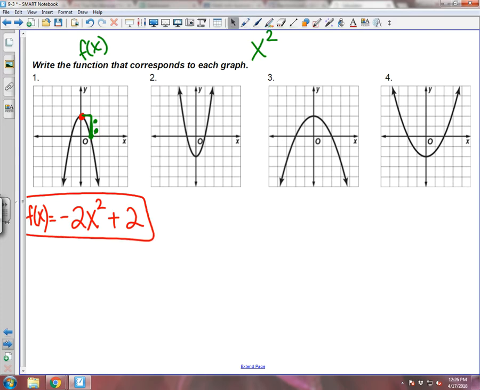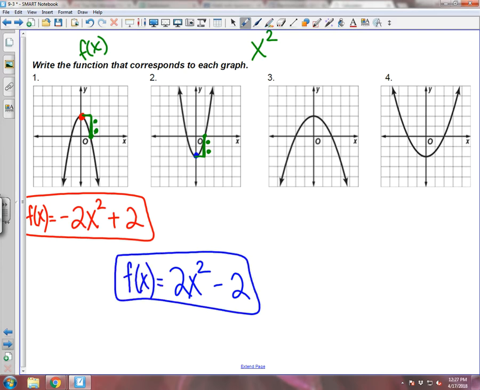If I take a look at the next one, I've noticed my vertex has been moved down, which means I need a minus 2 on the end of this function. If I look at where the next nice point is, it's here, which means I have to go 2 units to get to that point, which means in front of the x squared term, there needs to be a 2. It has been stretched. And it is right side up, so it's going to stay positive. So my function for number 2 will look like that.